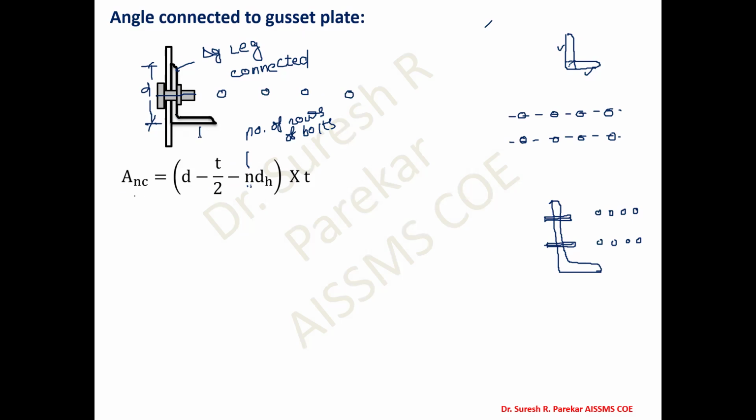And then you have AGO, which is gross area of outstanding leg. N means net area, C means connected leg. Now AGO, G means gross area, O means outstanding leg. So from this we will get ANC, AGO.